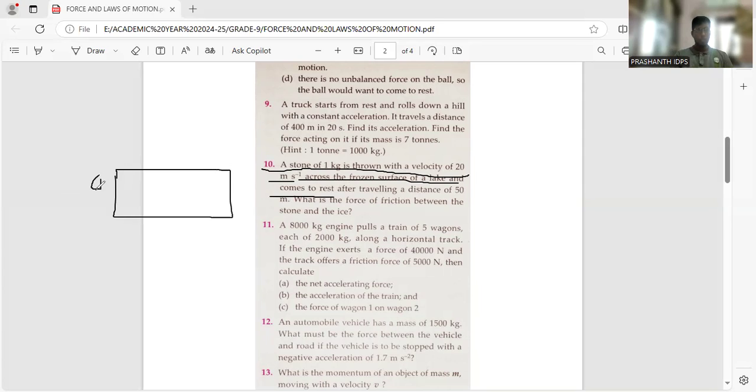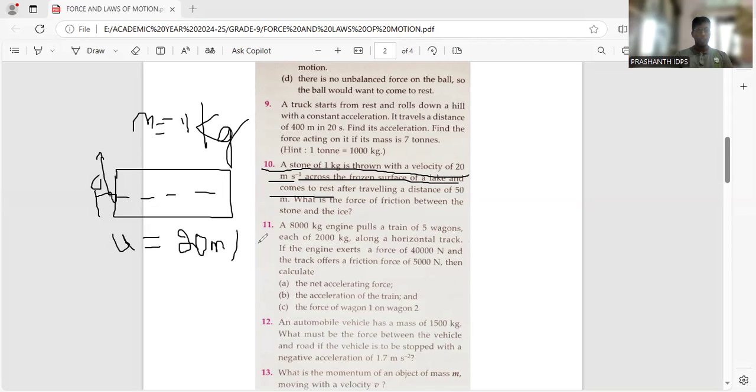Imagine a person is throwing a stone on the frozen surface of a lake. So this stone is thrown on the surface of the lake. And what is the mass of the stone here? Mass of the stone is 1 kg. Thrown with a velocity 20 meter per second. So initially, the stone is thrown with the velocity 20 meter per second.